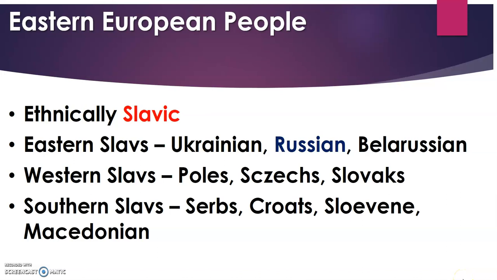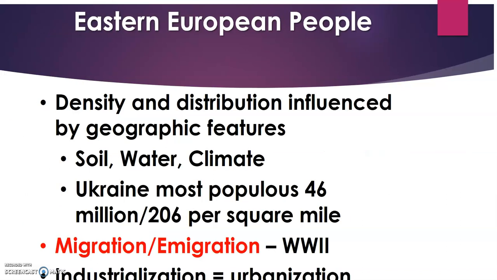Now on to the Eastern European people. Now they are ethnically Slavic. There's the Eastern Slavs, the Western Slavs, and the Southern Slavs. Now more on Eastern European people, density and distribution influenced by geographic features.